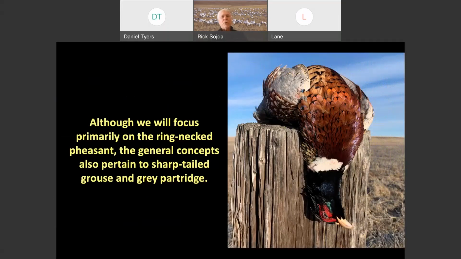I'm going to focus primarily on pheasants, but the general concepts we're talking about today also pertain to sharptails and to huns.